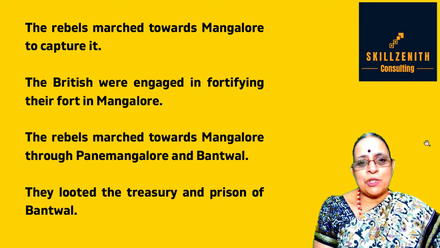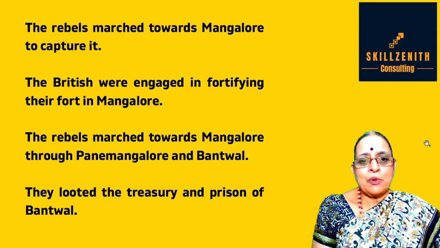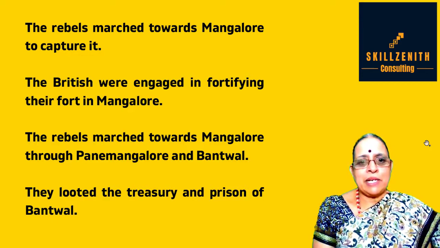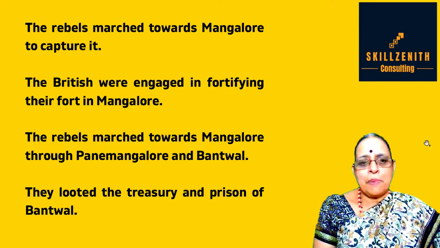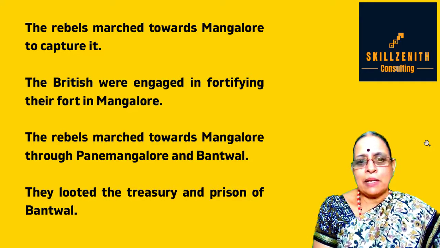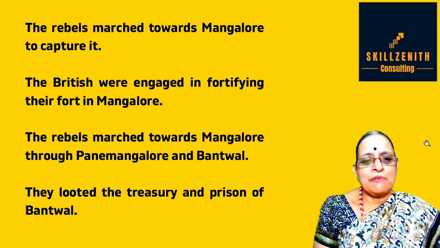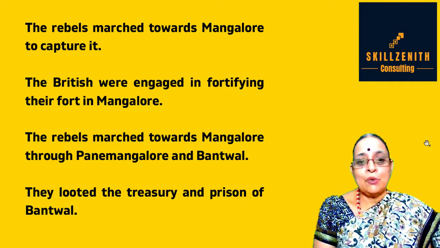The rebels marched towards Mangalore through Pane Mangalore and Bandwal. The route which was selected by Basappa and his followers was Pane Mangalore and Bandwal. Through this route, they reached Mangalore. They looted the treasury and prison of Bandwal. So what did they do? They looted the treasury.